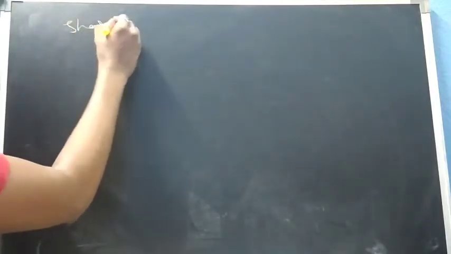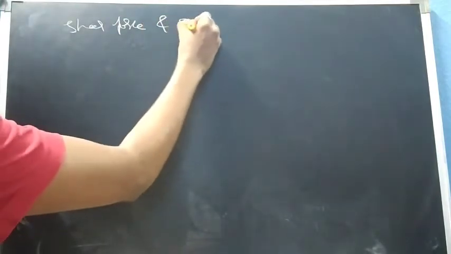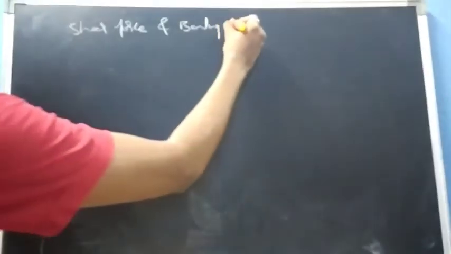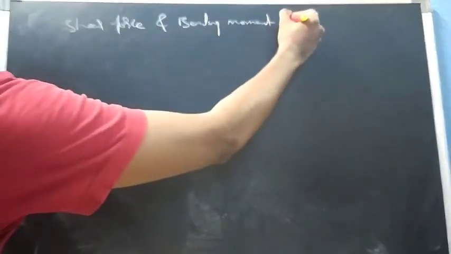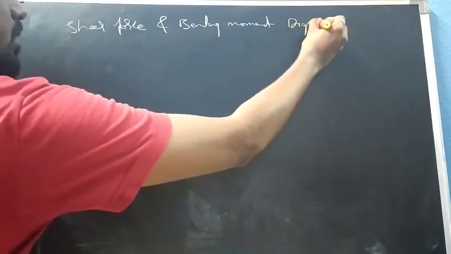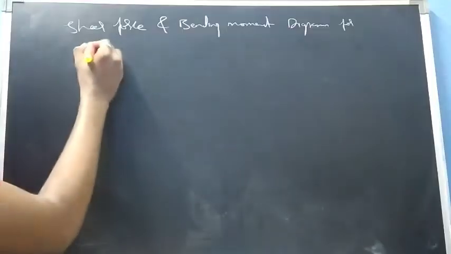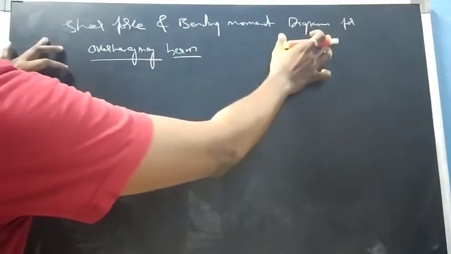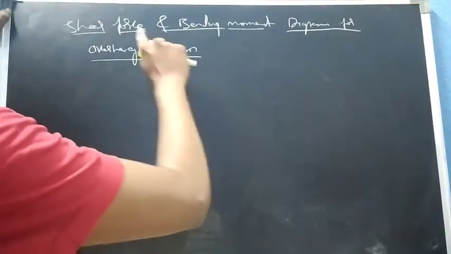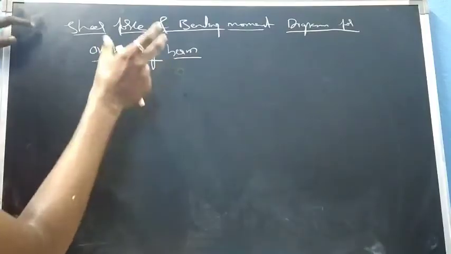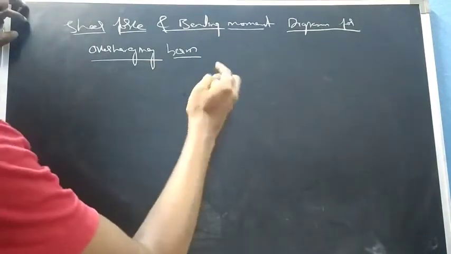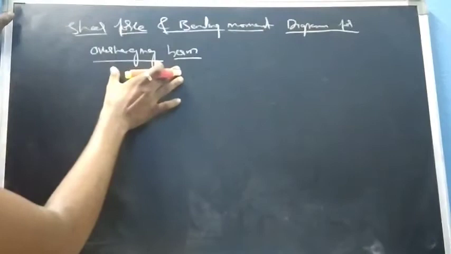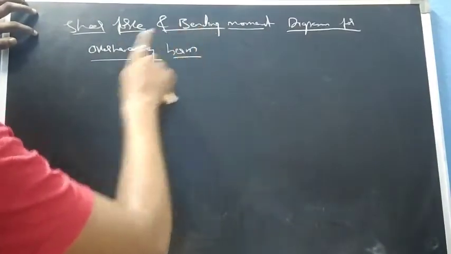Shear force and bending moment diagram for overhanging beam. So today we are going to learn about shear force and bending moment diagram, how the diagram looks like for overhanging beam. In the previous video, we already learned about shear force and bending moment diagram for simply supported beam and cantilever beam with different loading, that is point load, uniformly distributed load and uniformly varying load. In this video, we are going to learn about shear force bending moment diagram for overhanging beam.